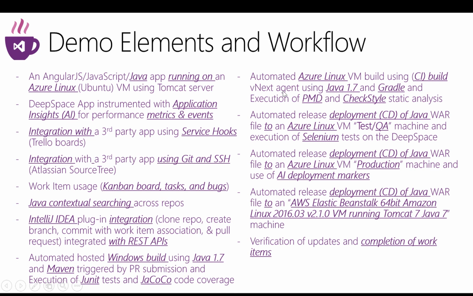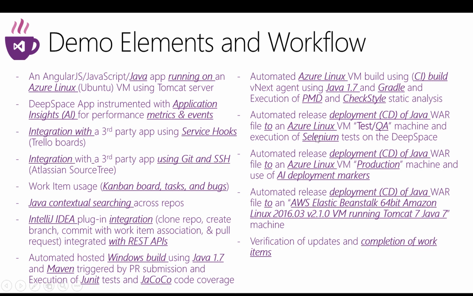After that build completes, we have continuous deployment set up so that we'll deploy the Java war file to an Azure Linux VM that is part of a pipeline. The first stage of that pipeline is a test or QA machine. On that machine, once the deployment occurs, we'll run a set of automated Selenium tests. Selenium is a test framework for testing web apps, and all it will do is make sure that the app comes up and displays a title. It's a very simple test, but you could make it more complex if you wanted.